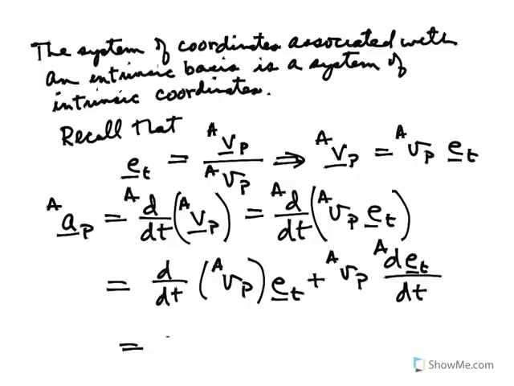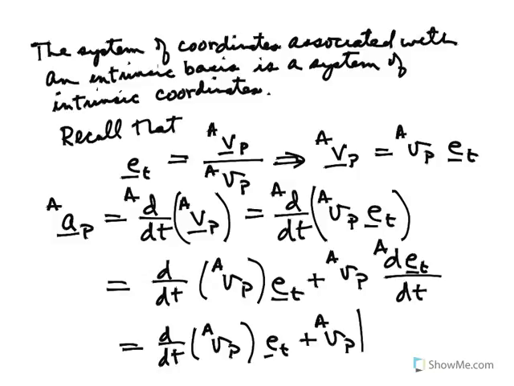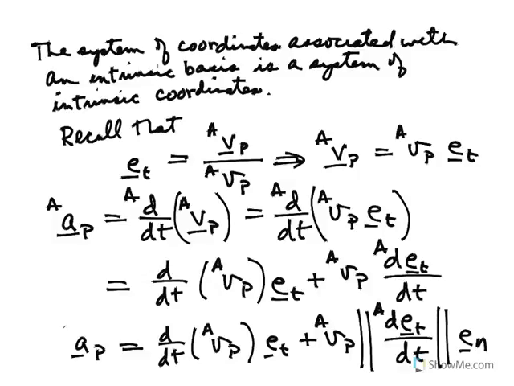But dET dt in A is equal to the magnitude of dET dt in A times E sub n. So that tells me that the acceleration of P in A is equal to the rate of change of the speed in A times the tangent vector plus the speed times the magnitude of the rate of change of the tangent vector in A times the principal unit normal. And you'll see that there's no component of the acceleration in the direction of EB.